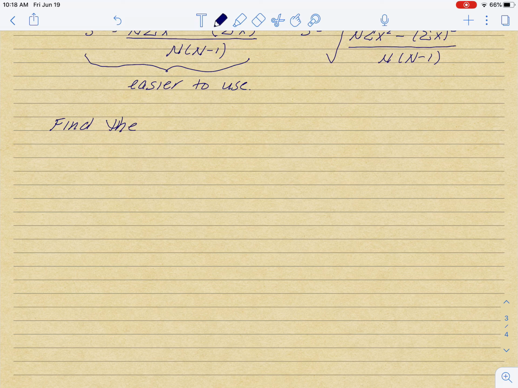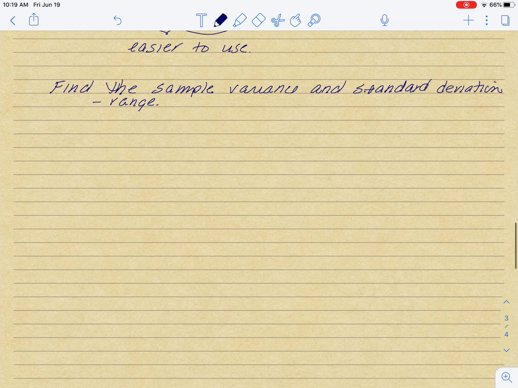the sample variance and standard deviation. And while we're at it, let's find the range. Okay, so this is about hardcover books that are on the bestsellers list. The number of weeks they're on the bestsellers list on the New York Times.